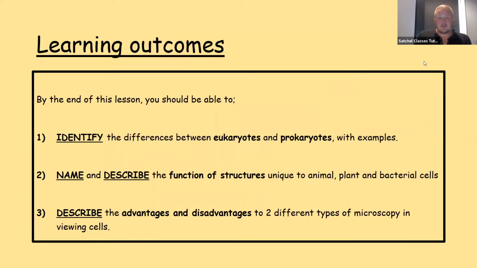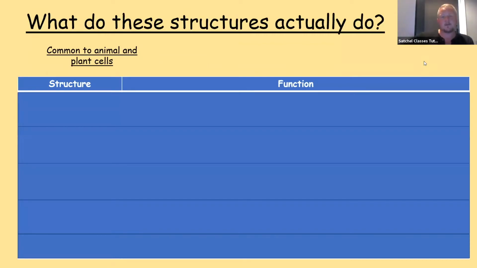So that's the differences between eukaryotes and prokaryotes with examples. And also now we're going into name and describe the function of structures unique to animal, plant, and bacterial cells. So what do the structures actually do? I've touched on them, but in the interests of knowing that this is being recorded for you to view in future, I figured that the best thing to do with this is to have this written down in case you don't have time to make notes, so don't panic too much. You can see this in future when you watch back.